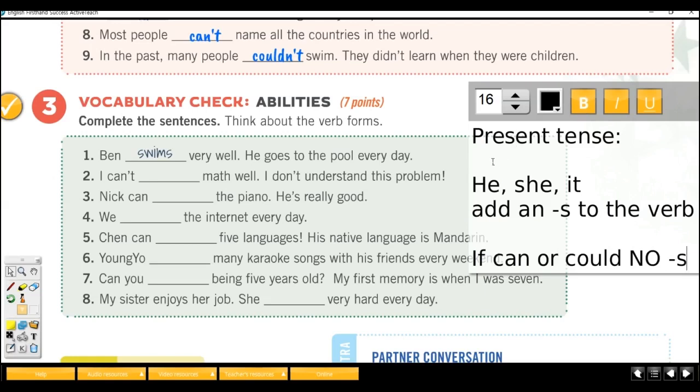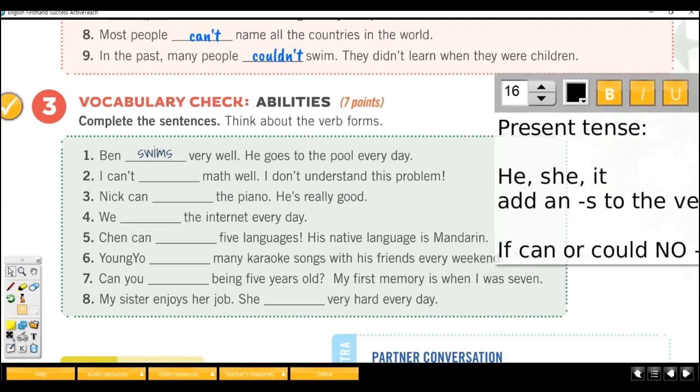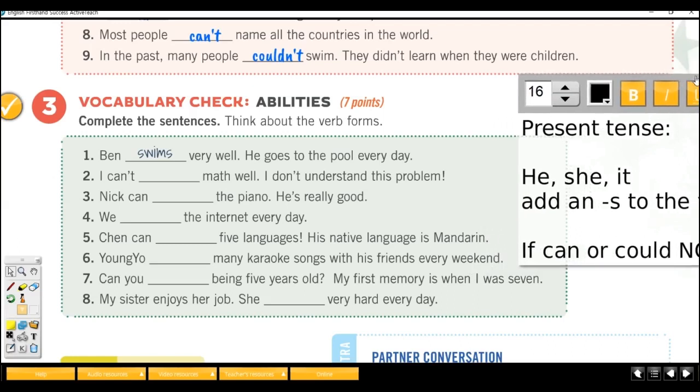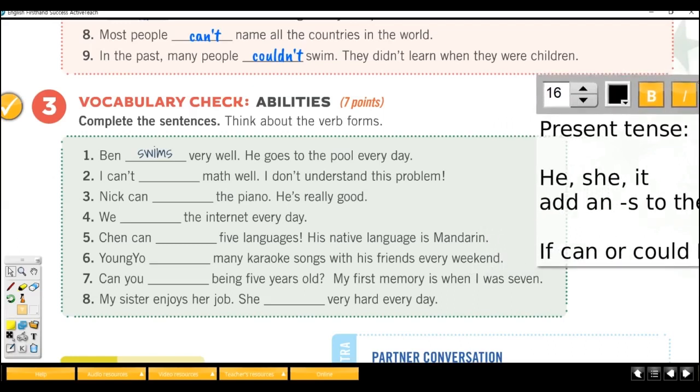Okay. So in present tense, he, she, or it, you have to add an S to the verb. If can or could, there is no S. Okay, this is called a modal. Modals do not have S's. So they just operate by themselves and do what they want. Alright, let's look at here.